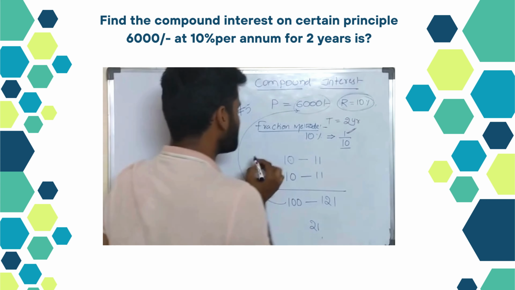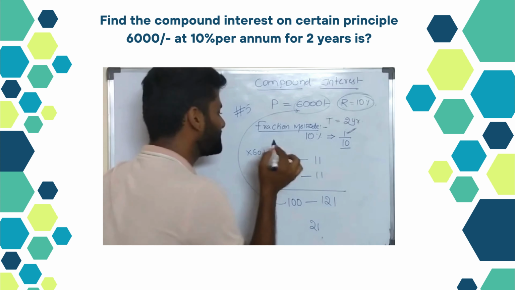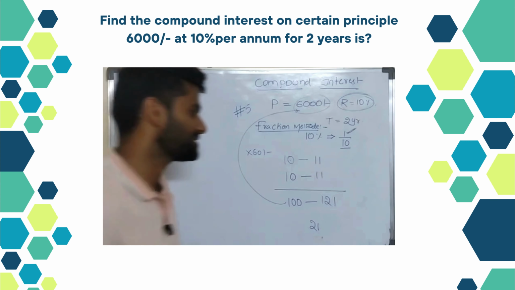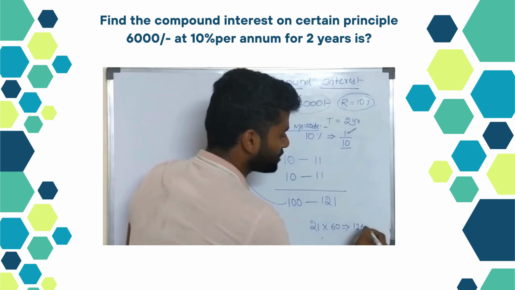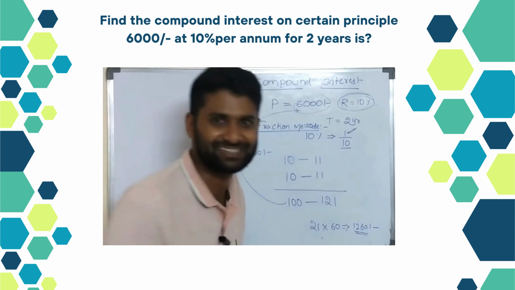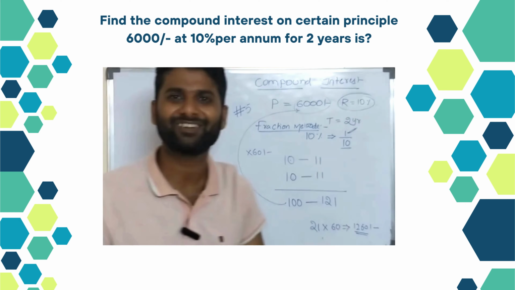Now you can compare with the original data. If 100 units is equal to 6,000 rupees, then each unit is exactly equal to 60 rupees. If 21 is multiplied with 60, then you are going to pay 1260 rupees as interest. So these are the different calculations in compound interest, guys.